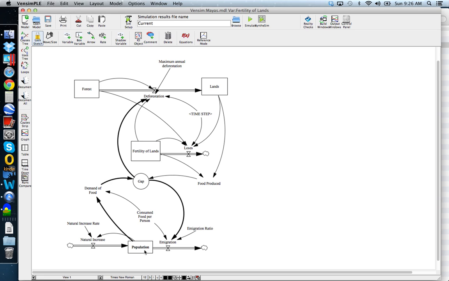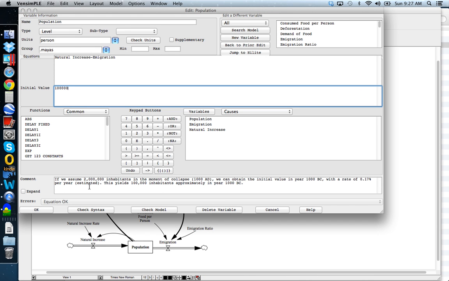Okay, we have the population of Mayas, and I'm going to look at the equations. I'm going to click there, and we're going to see that the Mayas are a level variable, so it's a stock. Its units are given in people. It's the difference between the natural increase, and let me remind you that this natural increase is births minus deaths, so this is the net increase minus the emigration, and the initial value is about 100,000.